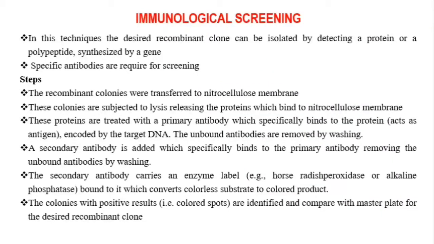In the previous techniques, colony hybridization and plaque hybridization, we needed a DNA probe. But here, instead of that, we need specific antibodies. Specific antibodies are required for the immunological screening of recombinant clones. These antibodies will be highly specific to proteins produced by the gene. That means these antibodies will be monoclonal and specific to the proteins produced by our desired gene. Now we can see the steps involved in the immunological screening.